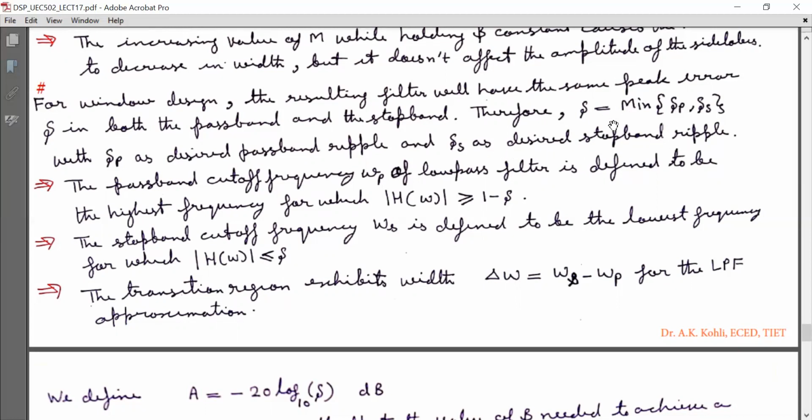This is very important in design because we are going to choose delta equal to the minimum of delta P or delta S. The passband cutoff frequency omega P of low pass filters is defined to be the highest frequency for which magnitude H omega is greater than or equal to 1 minus delta. The stopband cutoff frequency omega S is defined to be the lowest frequency for which magnitude H omega is less than or equal to delta. The transition region exhibits width delta omega equal to omega S minus omega P for the low pass filter approximation. It is for the low pass.